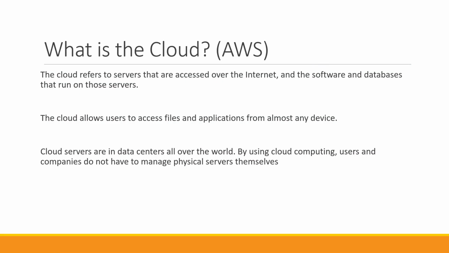What is the cloud? Before we can get started in AWS, we must first have a basic understanding of what the cloud is. The definition of cloud computing is the on-demand availability of computer system resources, especially data storage and computing power, without direct active management by the user. The cloud allows users to access files and applications from almost any device. Cloud servers are in data centers all over the world. By using cloud computing, users and companies do not have to manage physical servers themselves. In basic terms, the cloud is you paying someone else to use their computers to house your applications, files, or storage.